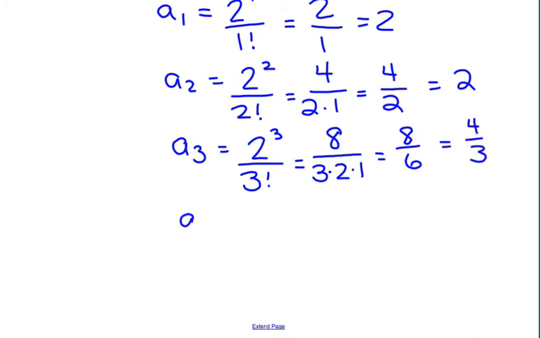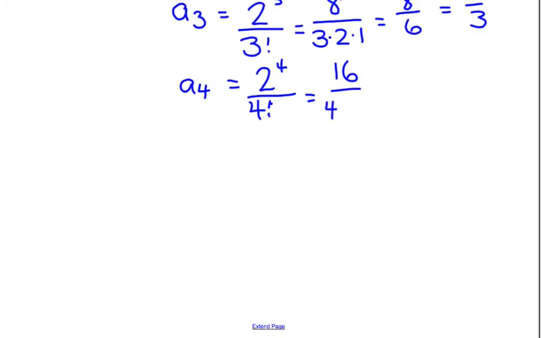Last term. This is the 5th term, 2 to the 4th over 4 factorial. 2 to the 4th is 2 times 2 times 2 times 2, which is 16. 4 factorial is 4 times 3 times 2 times 1. 4 times 3 is 12. 12 times 2 is 24. You can reduce this by 8, so you get 2 over 3. So now we list out the pattern, or the sequence.